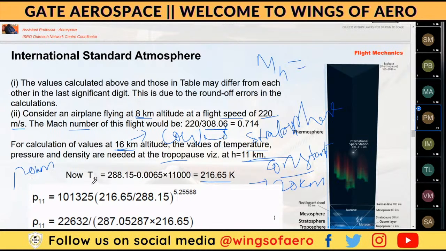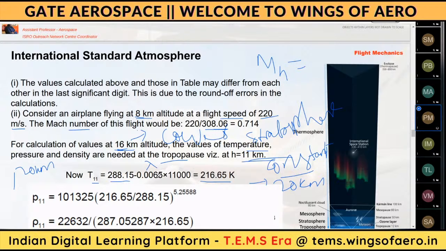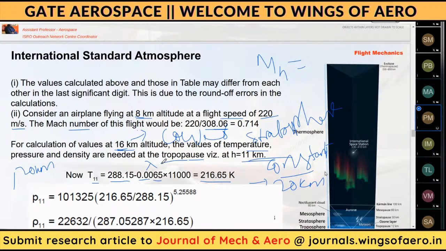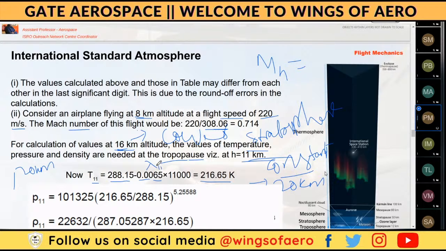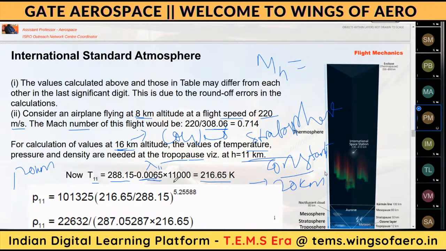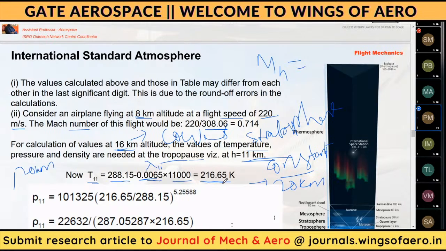Okay. So the temperature at 11 kilometer altitude will be calculated with the temperature at sea level minus lambda. Up to the tropopause layer, lambda is 0.0065. After this altitude only, it turns into 0. So you have to use the lapse rate of the troposphere up to 11 kilometer altitude. That is used as minus 0.0065 into 11,000 meter; kilometer is converted into 11,000 meter. So the temperature at 11 kilometer altitude is 216.65 Kelvin.